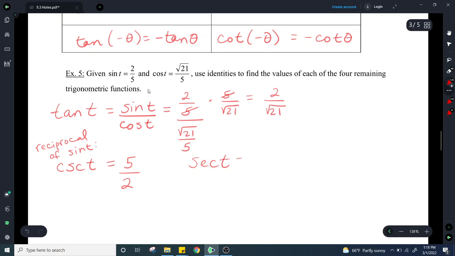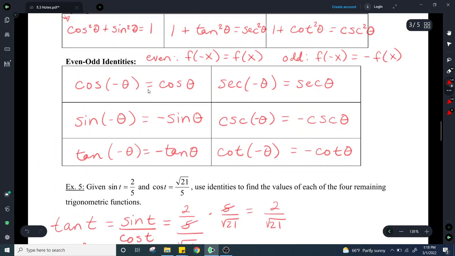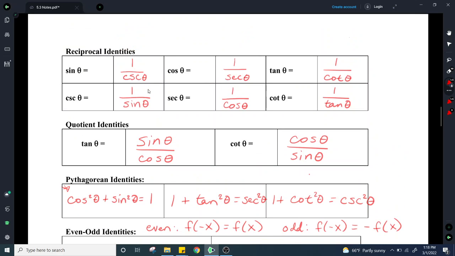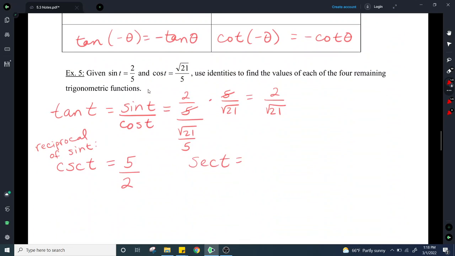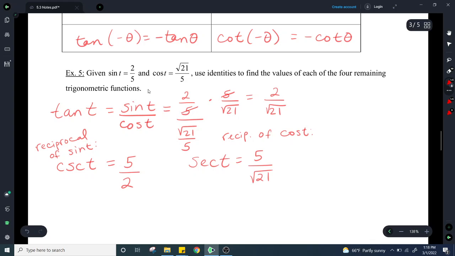Secant is the reciprocal of the cosine function. So again, just using the fact that that's the reciprocal, take the cosine function. Here we'll make a quick note. This is the reciprocal of the cosine function. I'm going to take the cosine function and flip it. So I have 5 over the square root of 21. And again, I'm going to leave this unrationalized for now. I'm just going to leave the radical in the denominator and not worry about it.